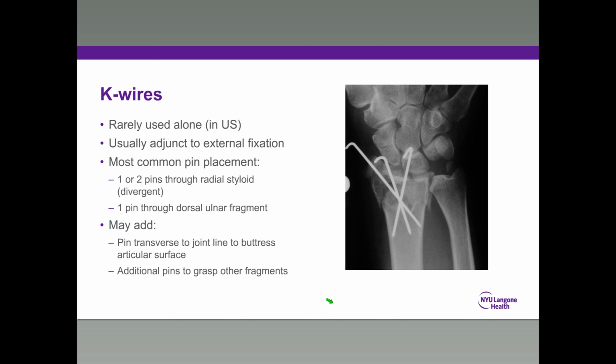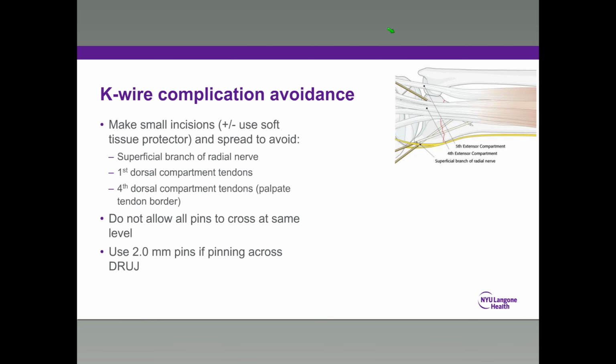You can also add a pin that's not shown here, but one that's going transverse to the articular surface, more like this, to buttress up that articular surface. And I think Sunny showed a wire like that. And then if you need other pins to grasp other fragments, this one happened to have another dorsal fragment over here, and so this pin was placed there as well to hold that. So there's no specific number of pins you have to use. Obviously, you have to use at least two K-wires because you need the rotational control, but there's no fixed number that you're supposed to use.